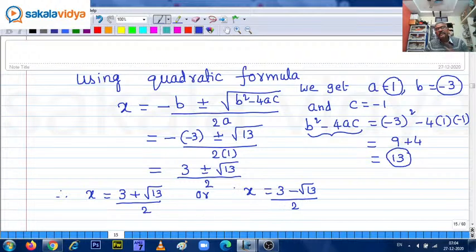See here one interesting factor: if one root is 3 plus root 13 by 2, the other root will be its conjugate. Its conjugate, meaning our rationalizing factor, is 3 minus root 13 by 2 itself. If one root is 3 minus root 13 by 2, the other root will be 3 plus root 13 by 2. They exist in the roots as conjugate pairs. They are called conjugate pairs.